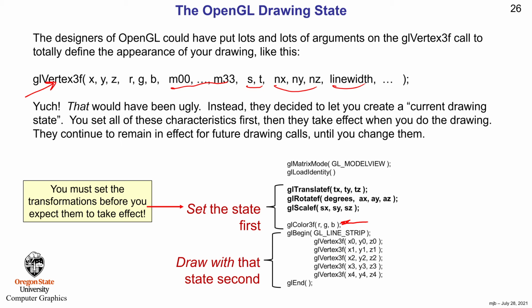So if I want to do a red triangle then a green triangle, I would call color 3F red. I would call GL begin triangles. I'd give points. I'd call GL end. And then I would call color 3F again, green. And then GL begin triangle, XYZ, XYZ, XYZ, GL end, like that. The color is part of the state. The transformations are part of the state. Again, you set them, they stay in effect until you change them. And there's a whole bunch of stuff in the state, and we'll see more of that later.